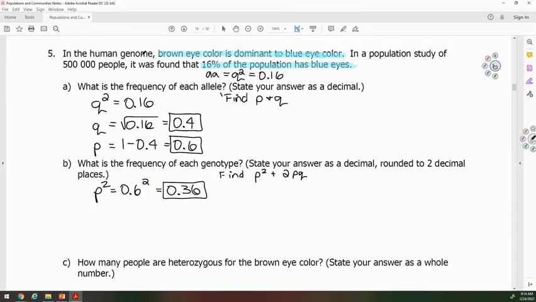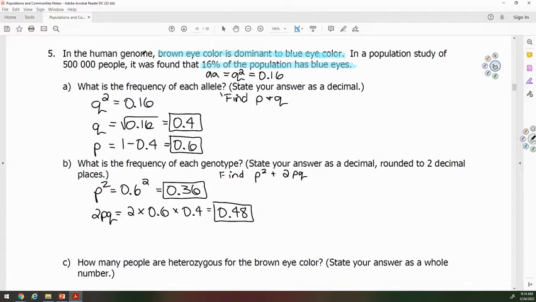To find 2pq, we're going to multiply 2 times p times q. Our p value was 0.6 and our q value is 0.4 for a total of 0.48.